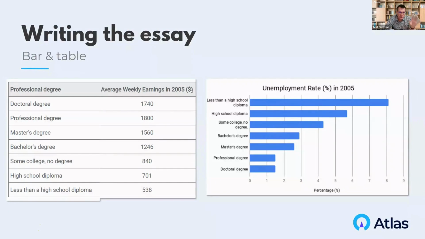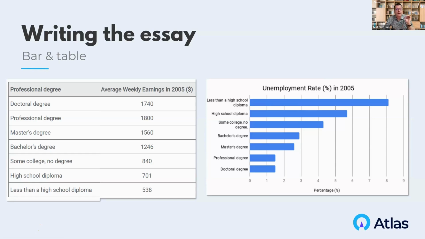We are told the average weekly earnings in 2005 for people who had each one of these educational qualifications. So this is what people earned in terms of money and relates this to their qualification. We know what education qualification earned what amount of money in 2005. On the other side, we see information about the unemployment rate in 2005.